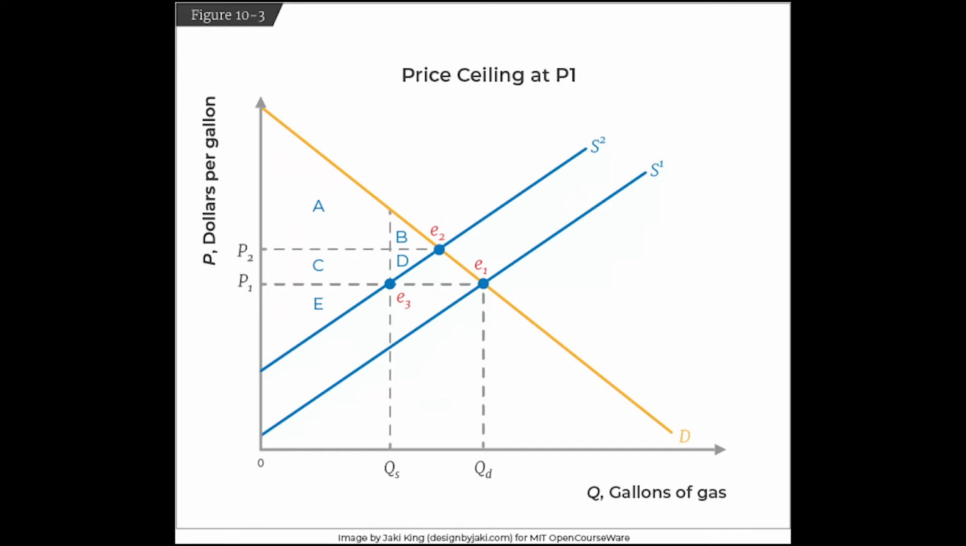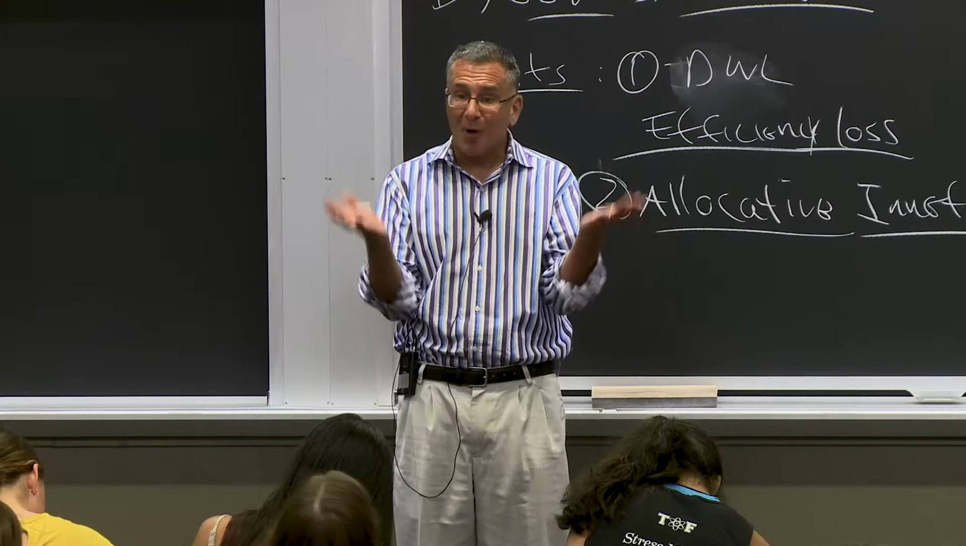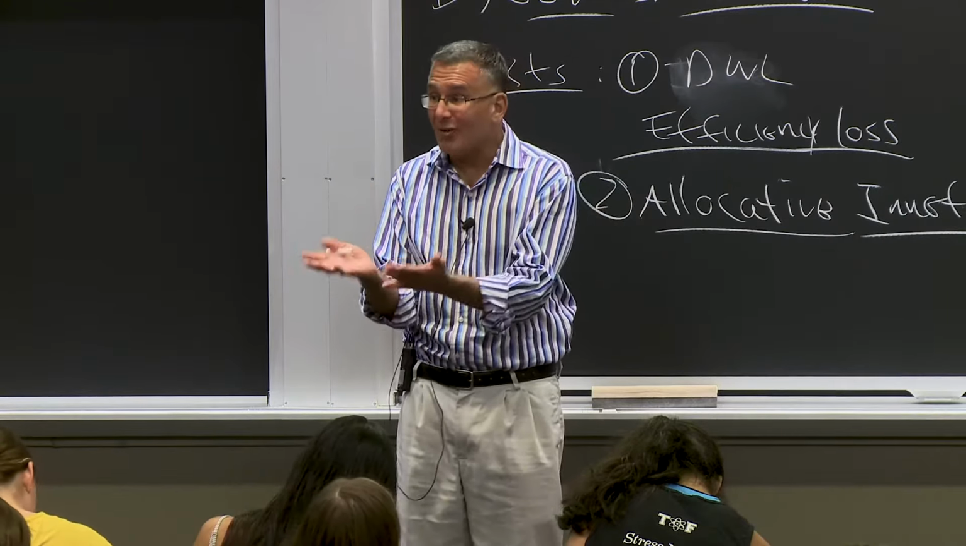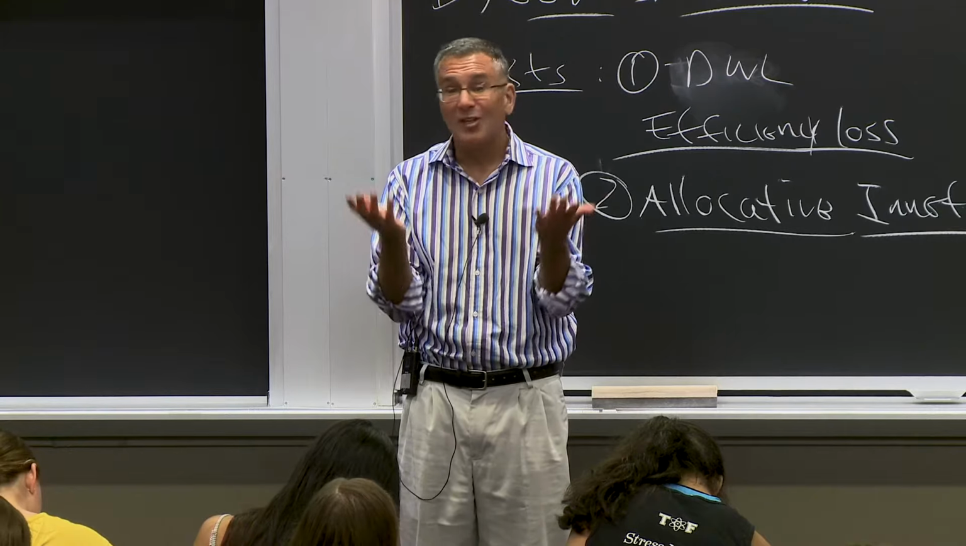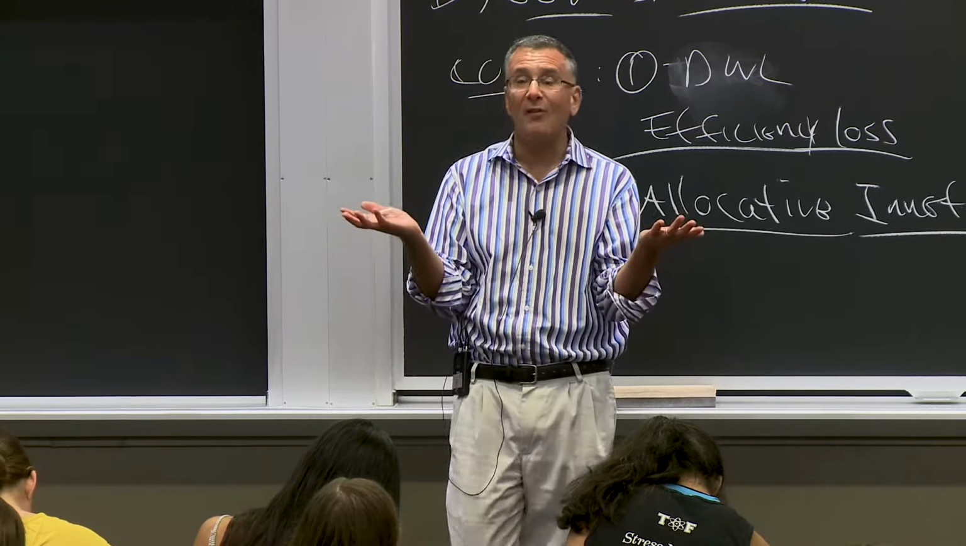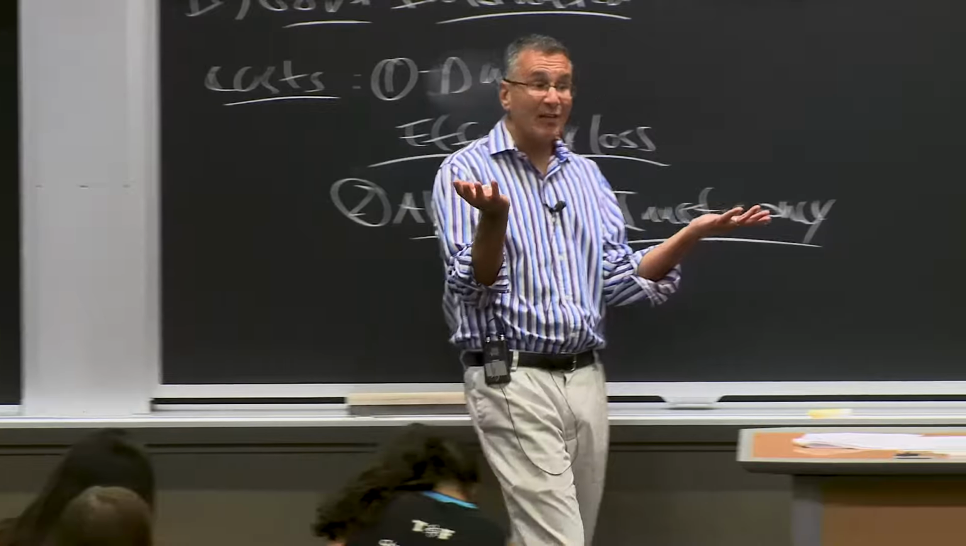However, now suddenly you only have QS units of gas, and you have QD people who want them. Well, now who decides who gets them? Before, the market did the magic. The market made sure the people who wanted the units got them. Now, all of a sudden, something else has to decide. So how do you resolve this? Well, we actually have an answer to this.